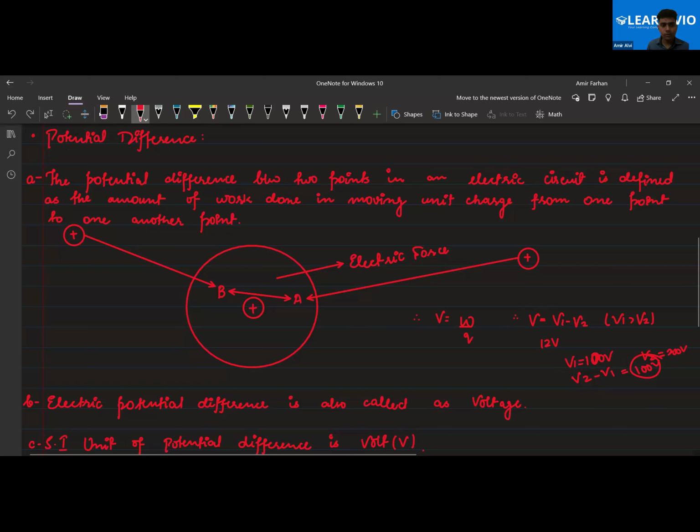So what about the other formula? Once you get the value of V, you can easily calculate the amount of charge flowing through the circuit and the work done to carry that charge from one point to another point, if the voltage is given. We'll solve one question, I'll explain, no need to worry. Now let's solve the question.